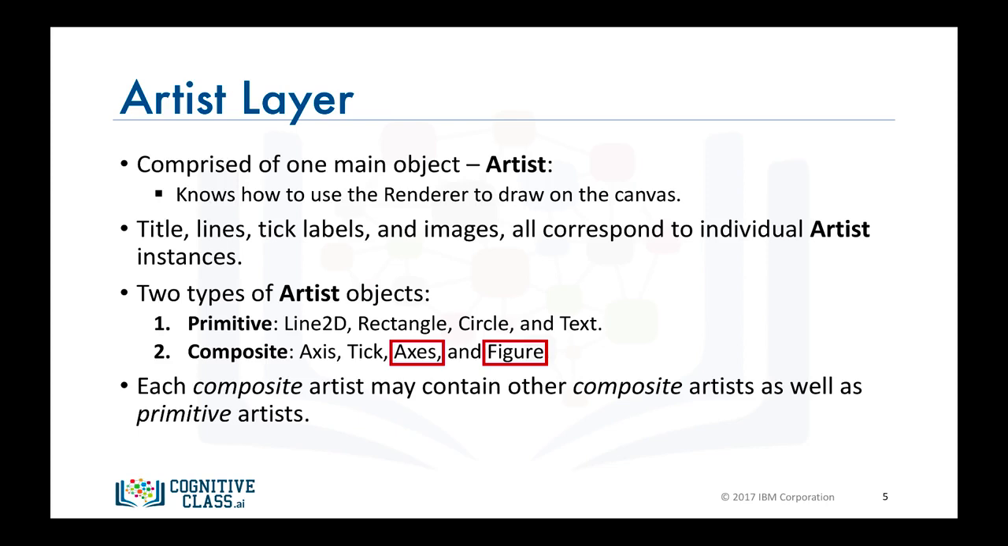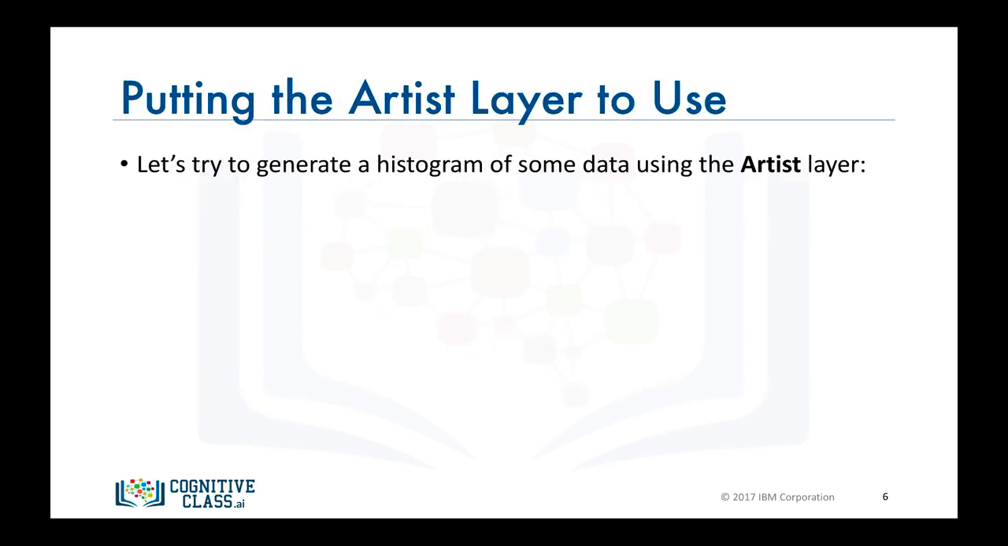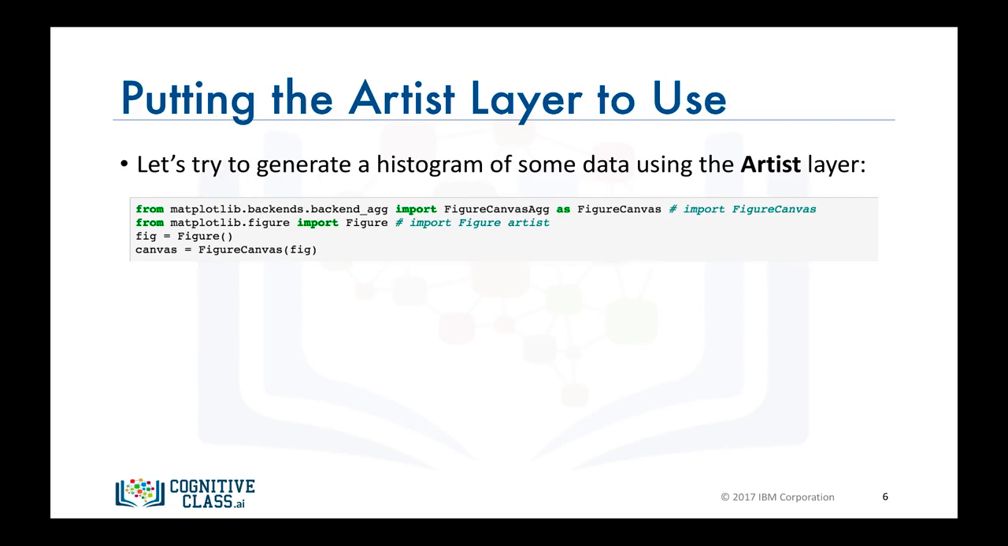Now, let's put the artist layer to use and see how we can use it to generate a graphic. So let's try to generate a histogram of 10,000 random numbers using the artist layer. First, we import the figure canvas from the backend_agg and attach the figure artist to it. Note that agg stands for anti-grain geometry, which is a high-performance library that produces attractive images. Then we import the NumPy library to generate the random numbers.